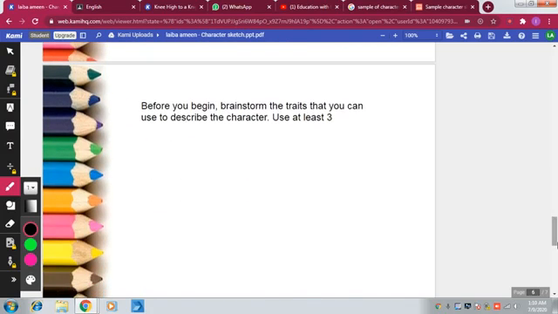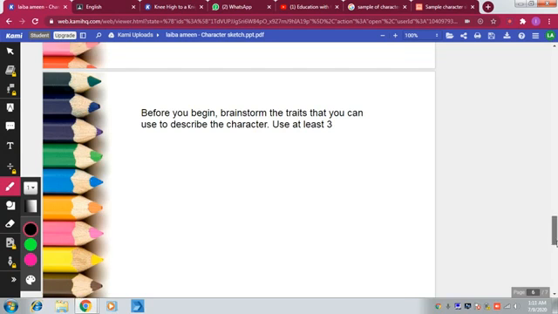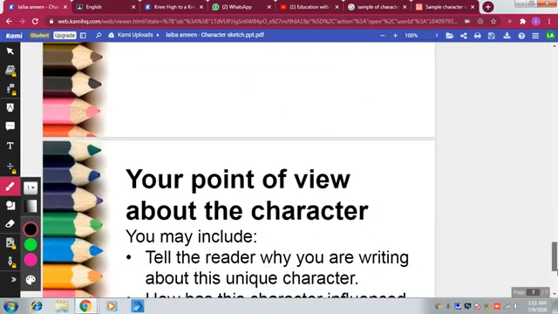And before writing the third paragraph, I suggest that you brainstorm the traits that you can decide for the character. Use at least 3. In fact, you should always do this. Even when writing a story, you should first brainstorm what to write, what to do.